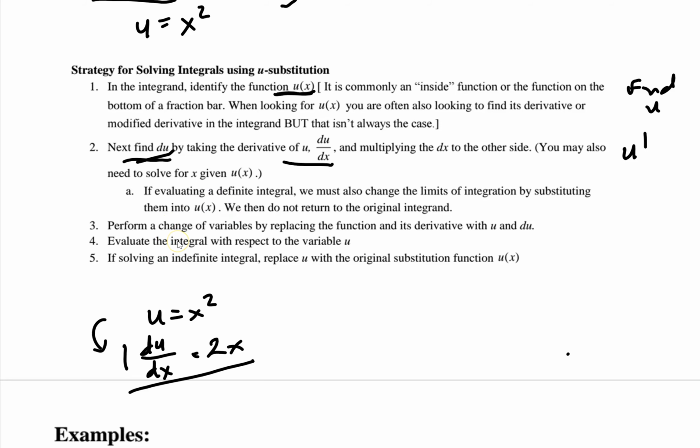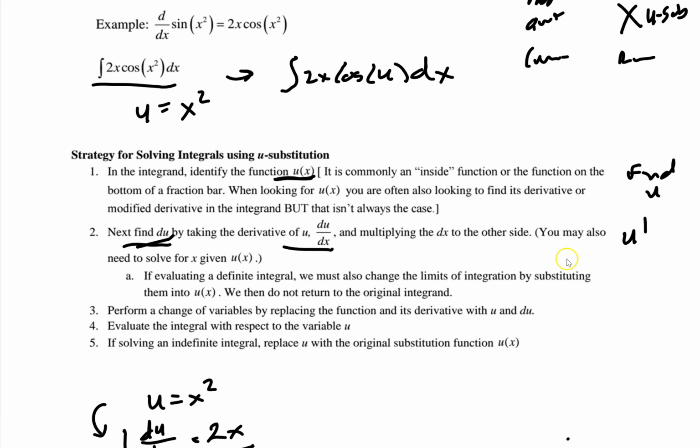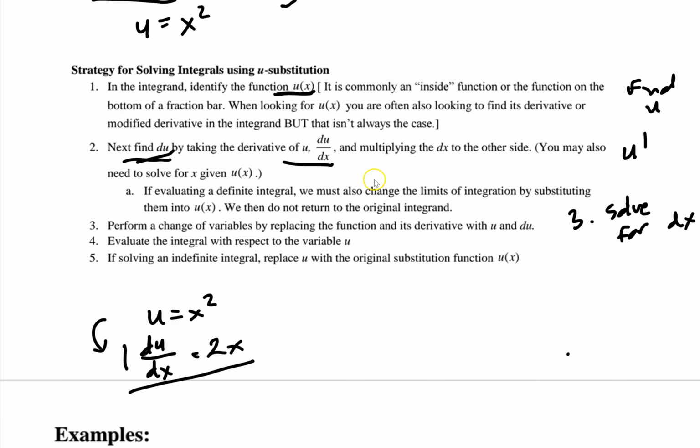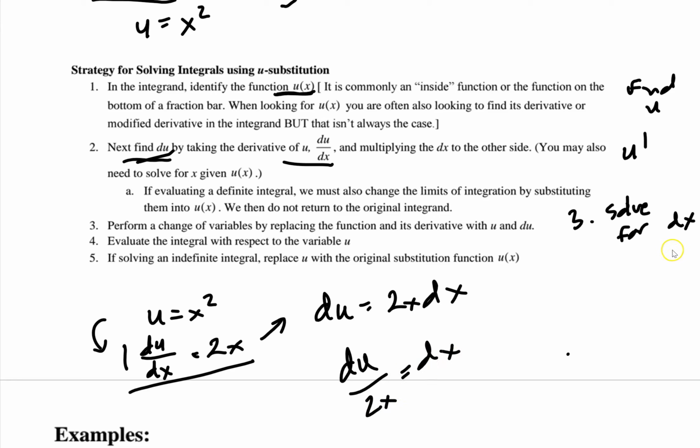Step 3 is we want to put all that stuff back. We want to get rid of that dx. So step 3 is solve for dx. I don't want the dx, I want to replace it with the du. So over here, I'm going to solve for dx. Let's multiply both sides by dx. Then I want to get dx by itself, so divide by that 2x there. So you get du over 2x equals dx. That's step 3, solve for dx.